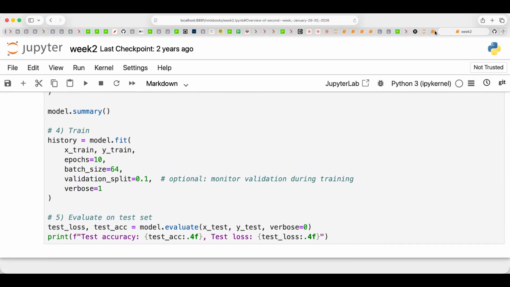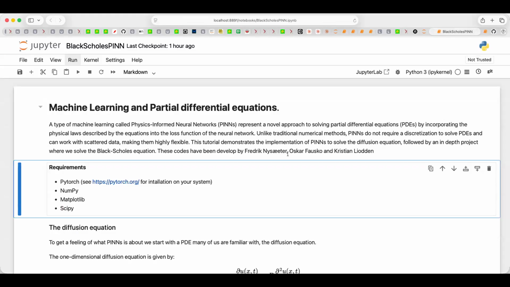Now, what I wanted to bring up here, and this is something we will continue with next week, is the solution of partial differential equations. And actually, this was a project by Frederick, Oscar, and Christian last year. They were interested in solving the Black-Scholes equation, but we will start with the diffusion equation. The Black-Scholes equation is a diffusion equation with a stochastic term added.